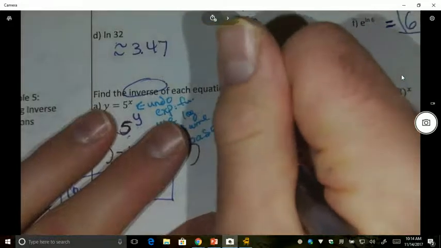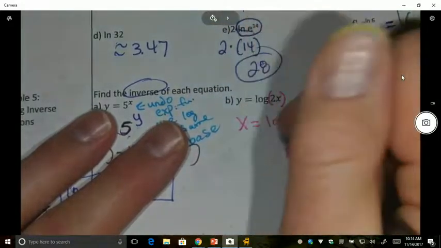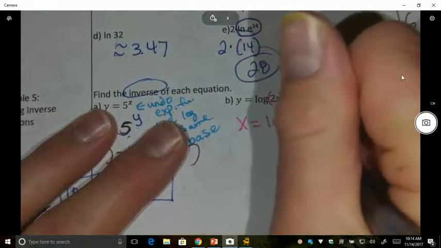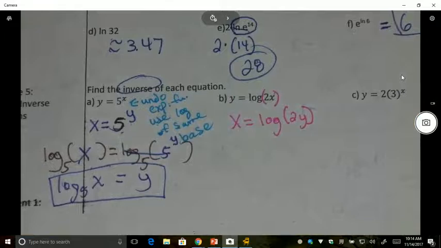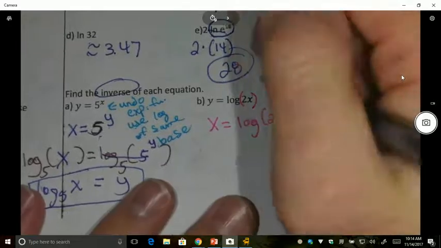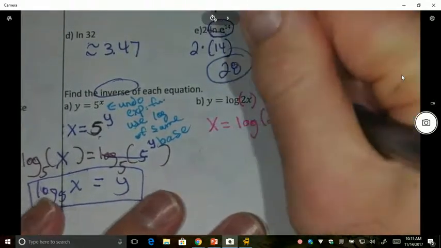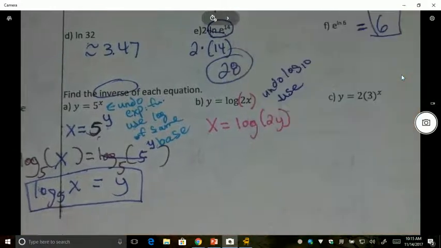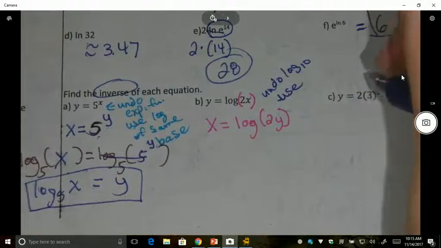So now I'm going to switch x and y. X equals log, what's the base on this log? 10 of 2y. We're trying to solve for y, so we got to get to that y variable by undoing the logarithm with a base 10. How do I undo a log with base 10? What do I have to use? What's the inverse of a logarithm?